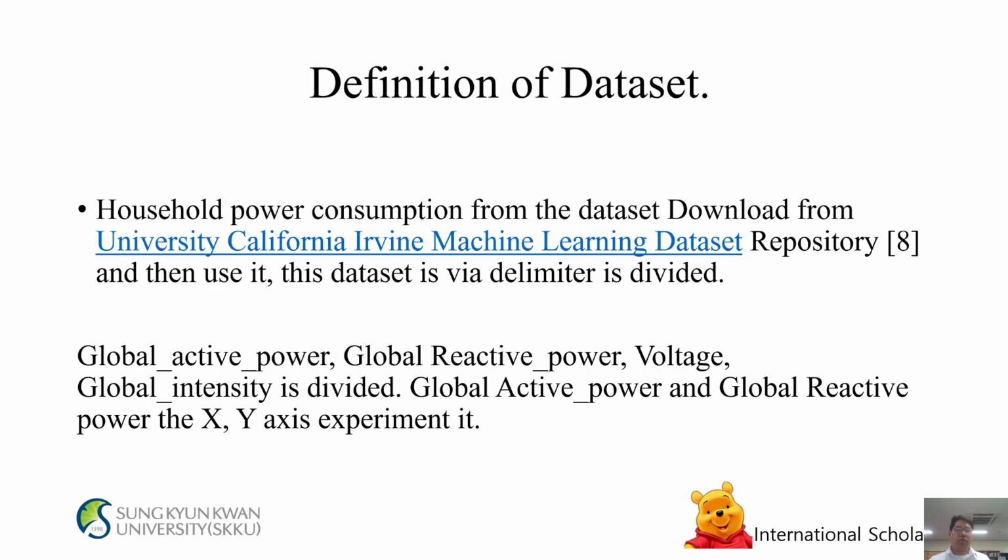Definition of dataset. Household power consumption data is downloaded from the University of California Irvine Machine Learning Repository, reference 8, and then used. This dataset is divided via telemetry: global active power, global reactive power, voltage, global intensity. Global active power and global reactive power were experimented on the x-y axis.